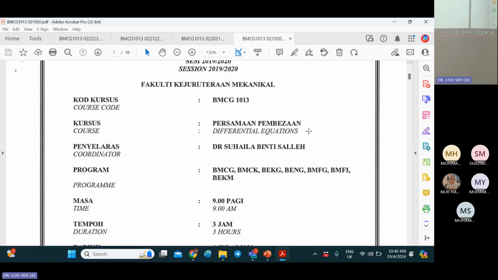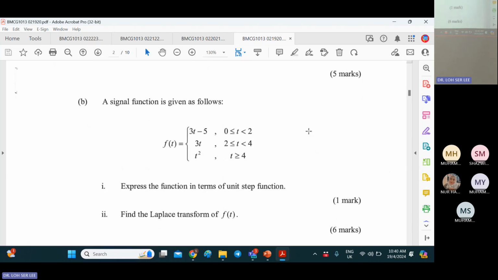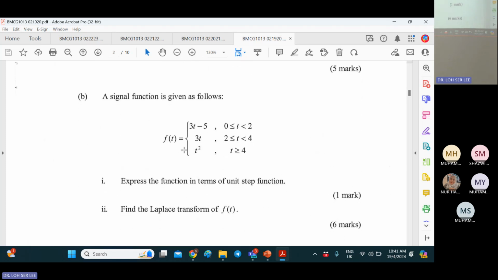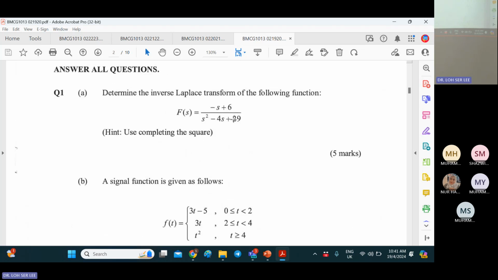And for four years back, the question is similar. You are given a step function, then you need to express it as a unit step function, then take the Laplace transform. This one is inverse Laplace, where we will move into inverse Laplace now.